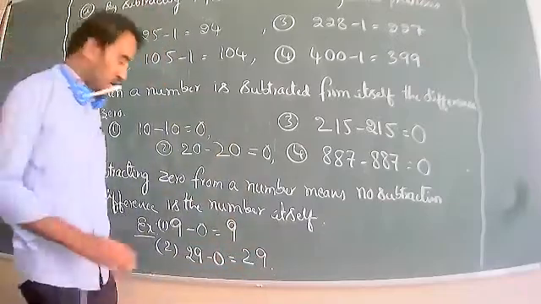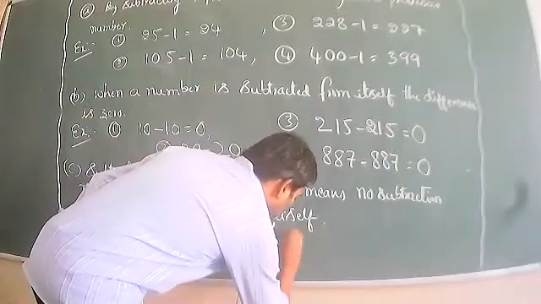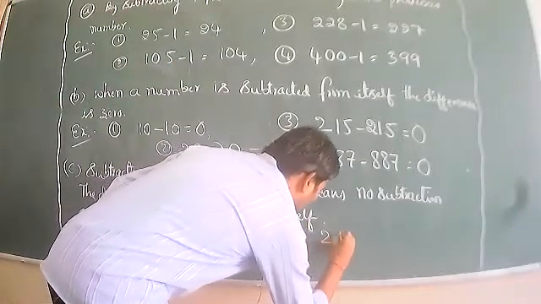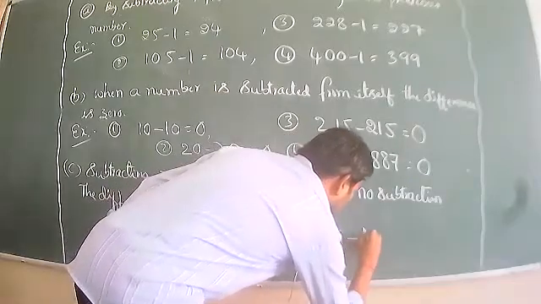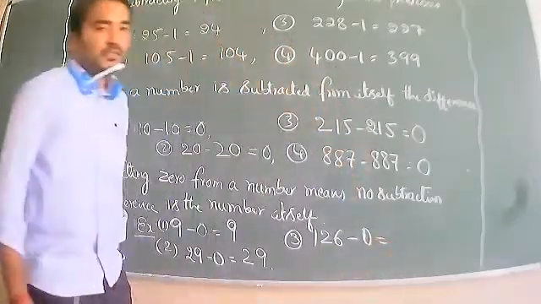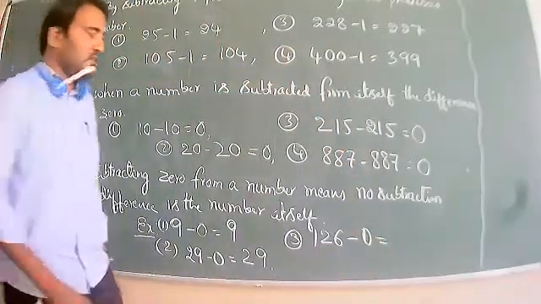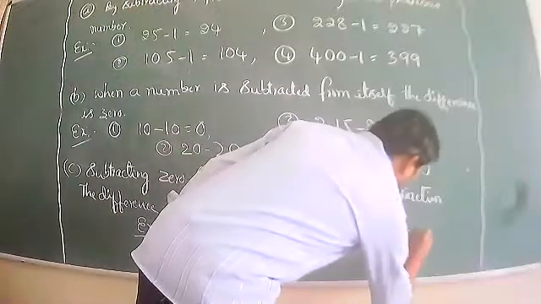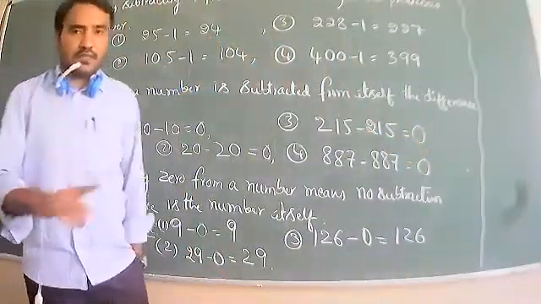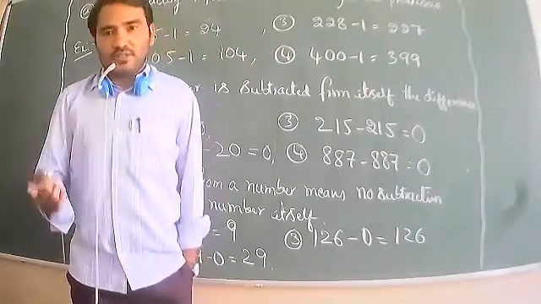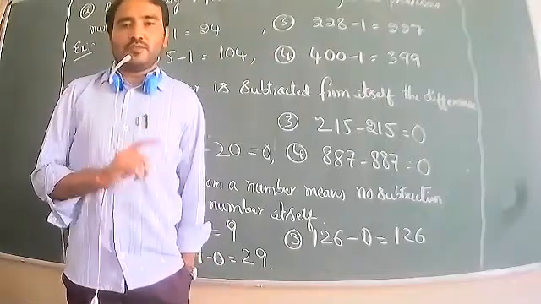So I will take the last, third, example. 126 minus 0. What is the answer? The answer is 126. 6 less 0. The answer is 6. 19 minus 0. The answer is 19. So this type of questions.